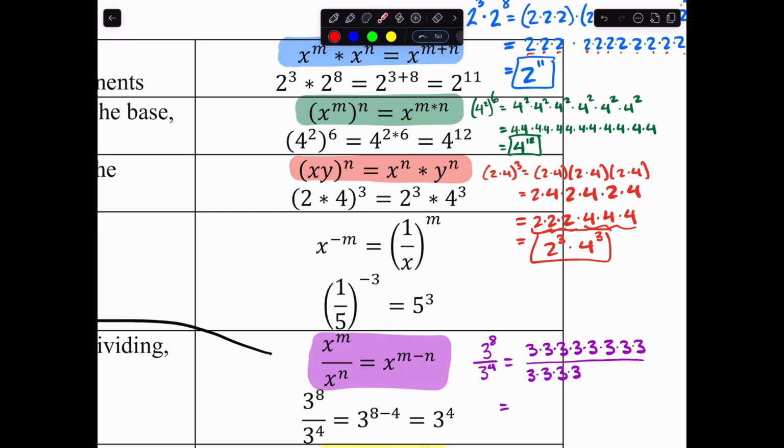So, again, you don't have to show your work this way every single time. You can apply this rule. This is just why this works. So anytime you see x, y all raised to the n power, you are more than welcome to write it as x to the n times y to the n. Just like that. Okay.